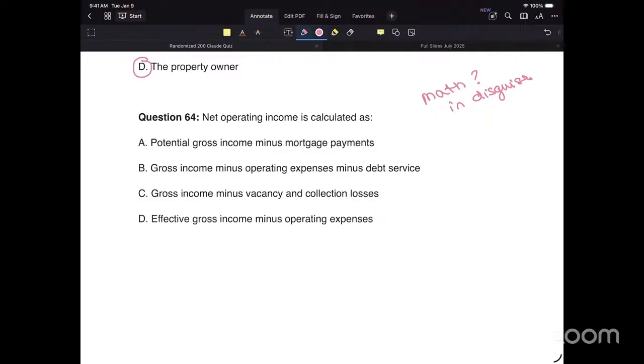So this is a math question in disguise, because if you're taking the math version, this would be the equivalent of them saying, here are all these numbers, how do you find NOI? What's the formula for finding NOI? So we've got potential gross income minus mortgage payments, gross income minus operating expenses minus debt service, gross income minus vacancy and collection losses, effective gross income minus operating expenses.